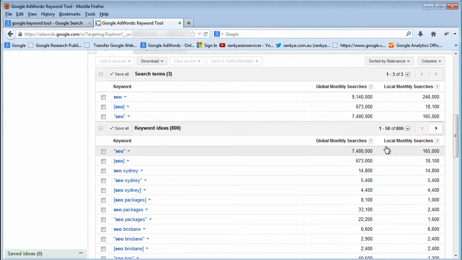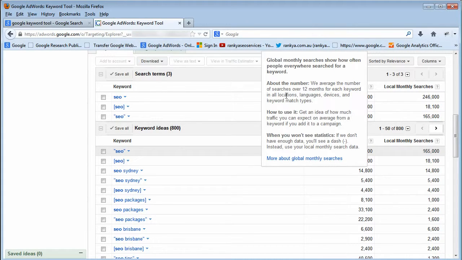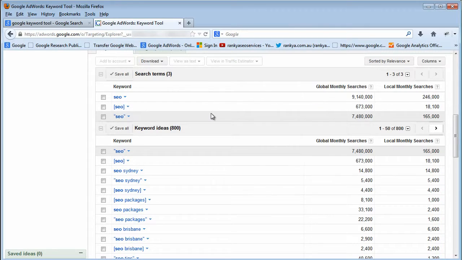global monthly searches and local monthly searches, and they will be different. If that's different, just understand that global monthly searches takes the entire Google network of the internet itself for the past 12 months, and they average to a monthly result set, so to speak. Okay, so that's what they're saying here.